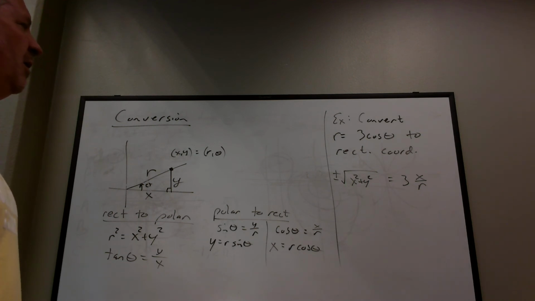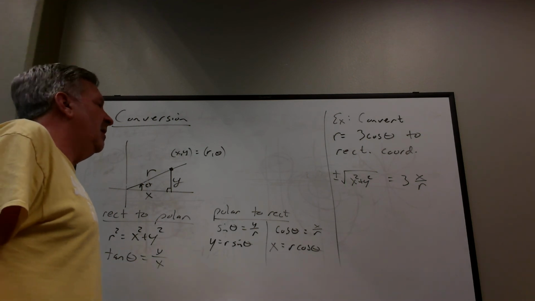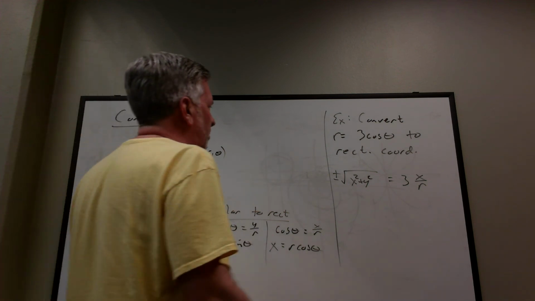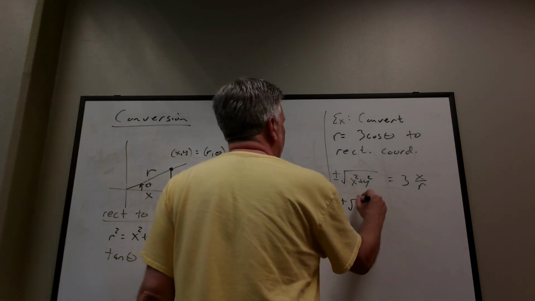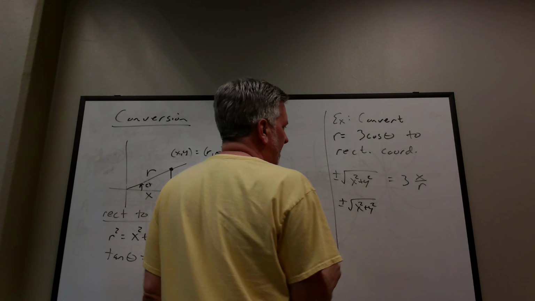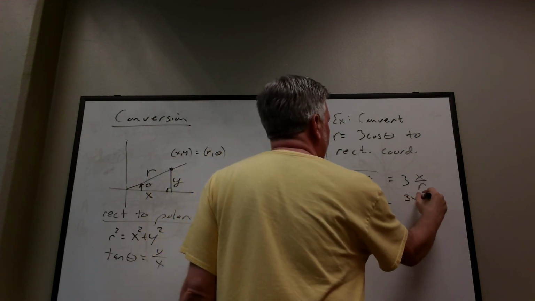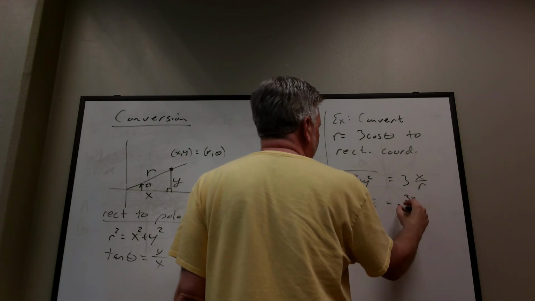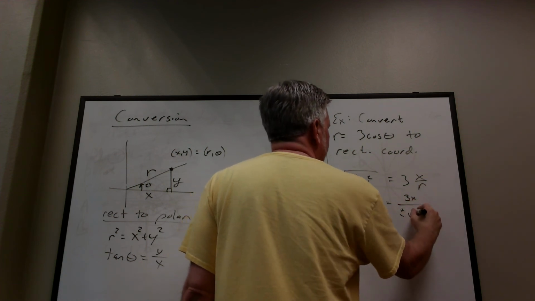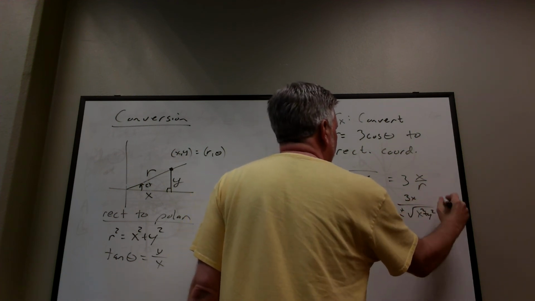No, I need to get rid of the r, sorry. Yeah, okay, so the r on the other side, if you want to do that. Like I said, I'm making this one too hard because I wasn't trying to look ahead. So this is 3x over, again, r is plus or minus the square root of x squared plus y squared.